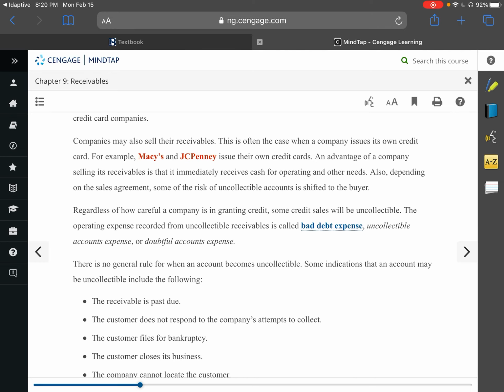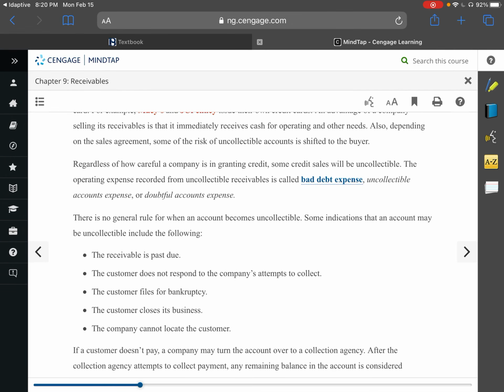Okay. So regardless of how careful companies are, you can do background checks, you can do credit checks, you can do any number of things to try and vet a customer, but there's always the potential that some of your credit sales are not going to be collected, and companies know that. They understand that all of those credit sales will not be collected, but they choose to offer them because they open themselves up to much more business by allowing credit purchases.